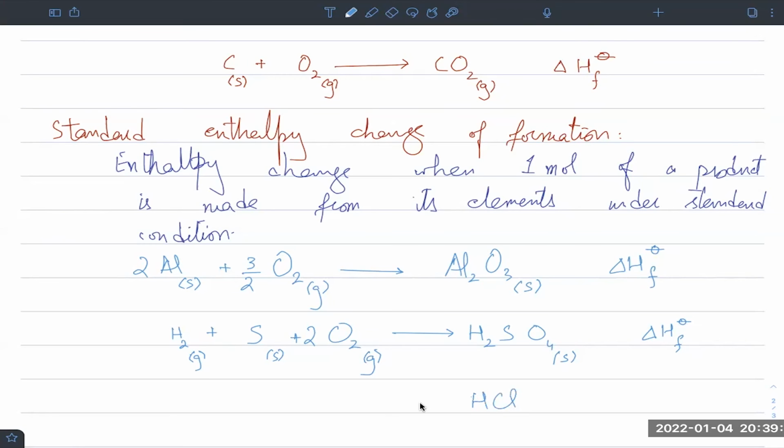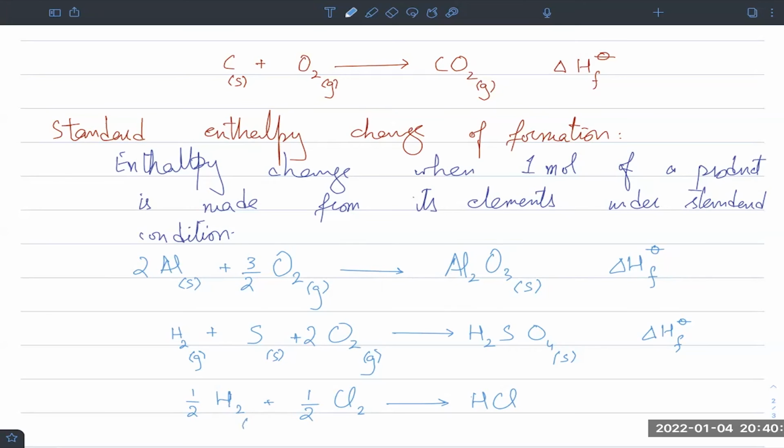HCl. Try to write this one. So 1/2 H2 plus 1/2 chlorine with the diatomic. Excellent. Yeah, exactly. Because they're diatomic, we need to put fractions in there. And we just need to make sure that we have 1 mole of HCl. That is something we cannot compromise on.